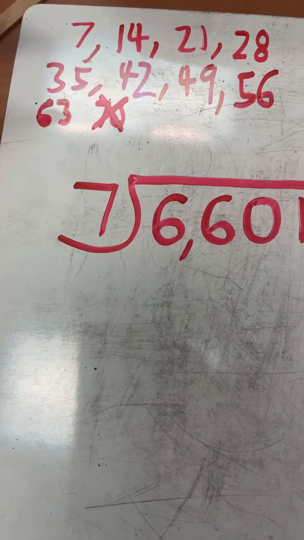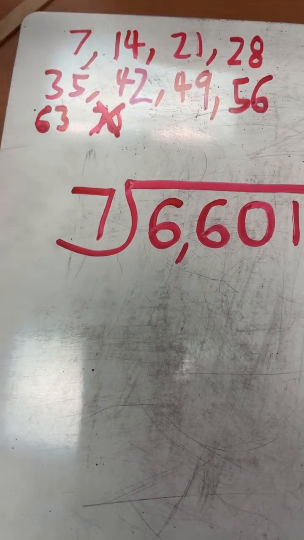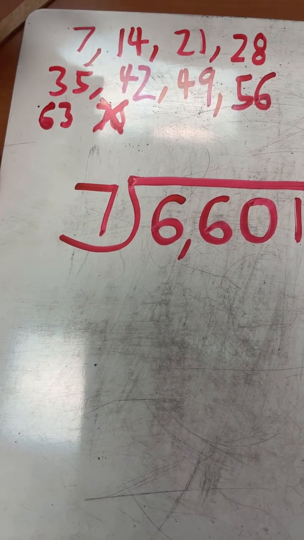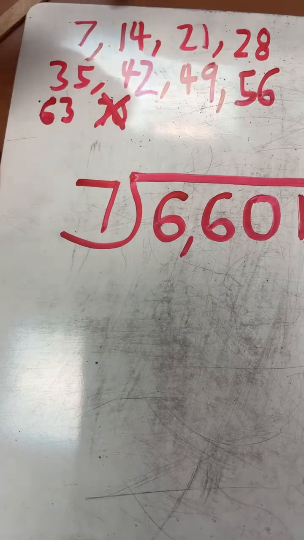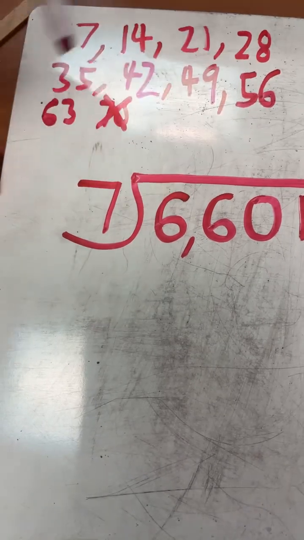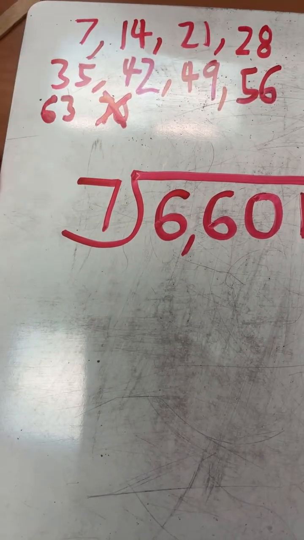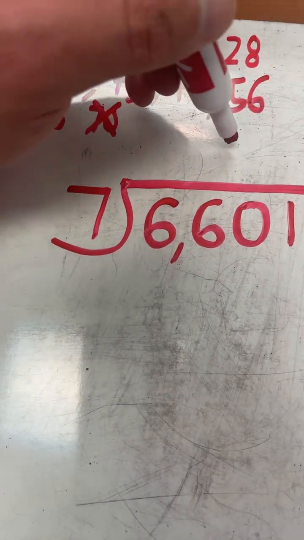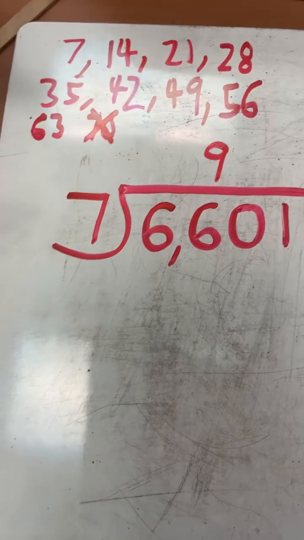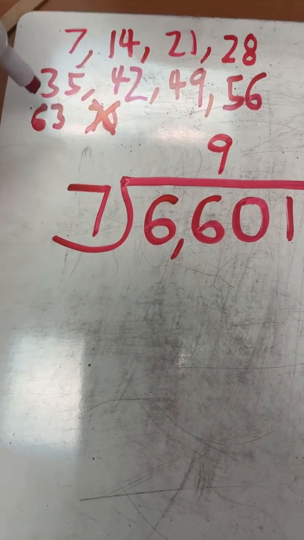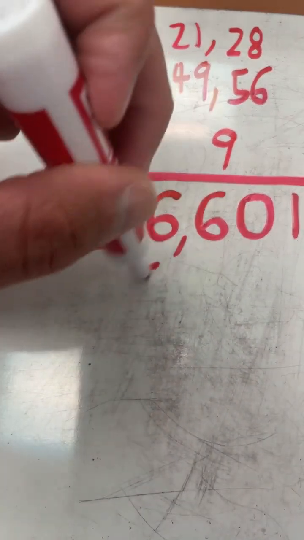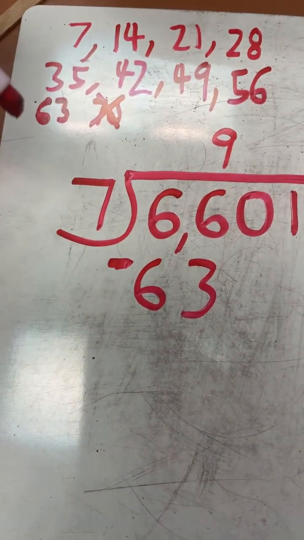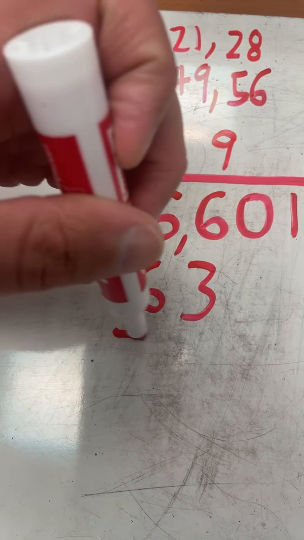70 is past 66. But if I count up how many times I had to count by 7, I get 1, 2, 3, 4, 5, 6, 7, 8, 9. So 7 goes into 66 9 times. And 63 was the closest I got to 66 without going over. So we have to do 66 minus 63 to find our remainder here.